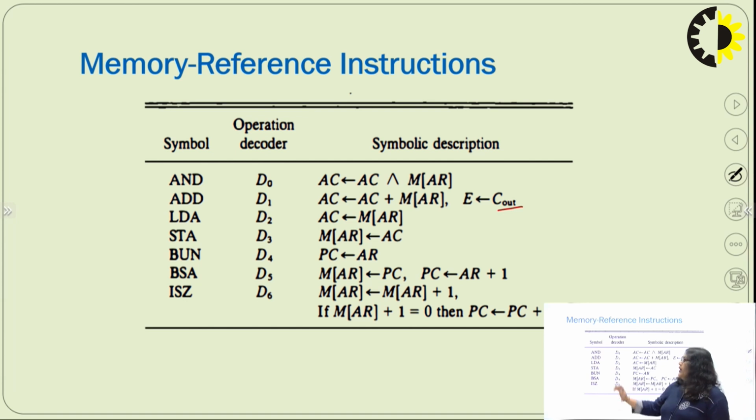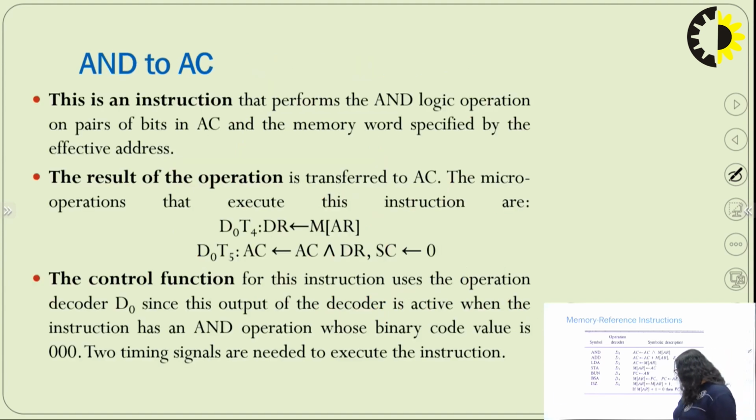Now LDA is the next instruction: load the accumulator. STA is the D3 instruction: store the accumulator. BUN is the branch unconditional. BSA is the branch and save return address, and ISZ. So these are the operations of memory reference instructions, D0 to D6, but D7 is absent over there.